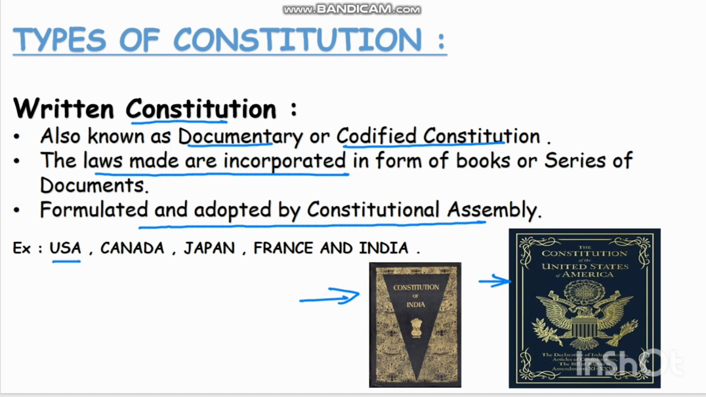Examples are USA, Canada, Japan, France, and India, and it is adopted by the Constituent Assembly. So if any law should be made, then all the people or a majority of the assembly should vote regarding that law.